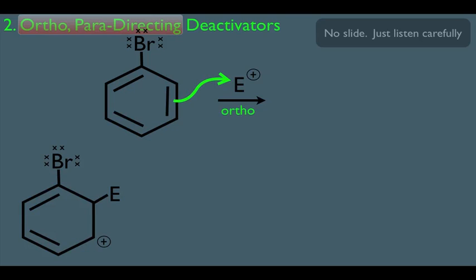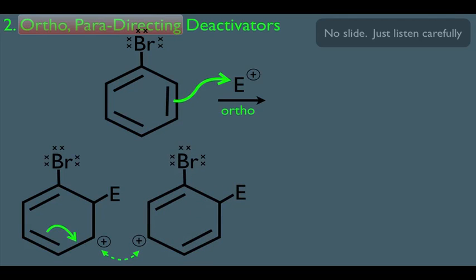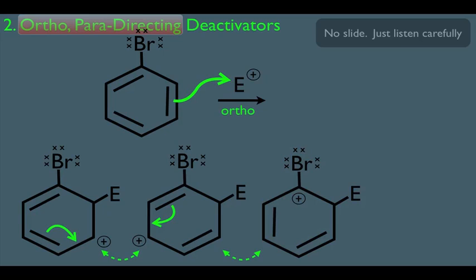Well, the first move we could make is that these pi electrons move this way. What we end up with is this as a resulting resonance structure. And again, we can keep making that move. We can say these pi electrons move this way, and that leaves us with this resonance structure. And notice what happened here. The positive charge is on the carbon that's bearing the original Br substituent.